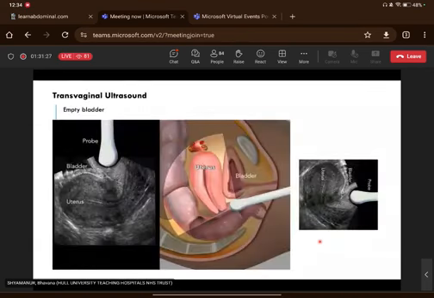Okay, so transvaginal ultrasound, really tricky bit of anatomy, something that I know I found quite tricky in ST1. So the probe in transvaginal ultrasound is inserted endovaginally. This is the orientation with respect to the patient.